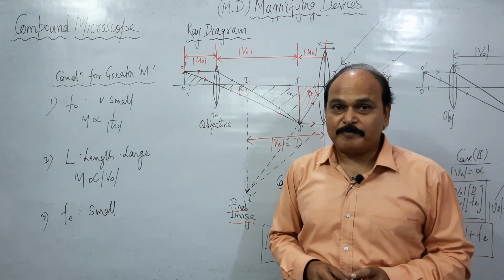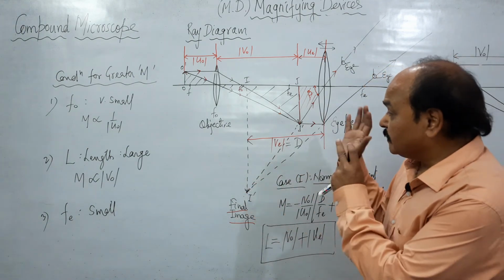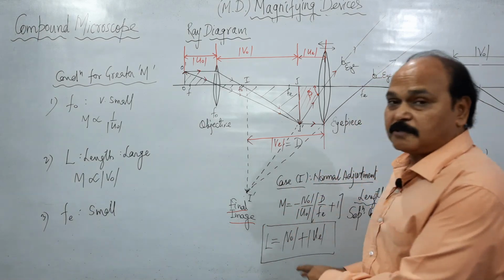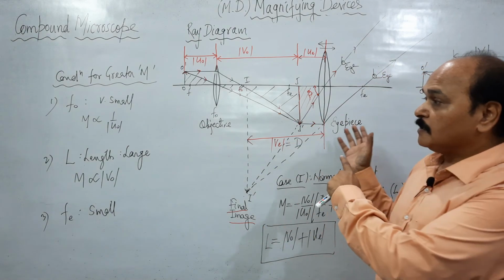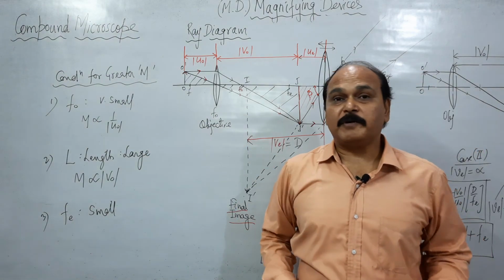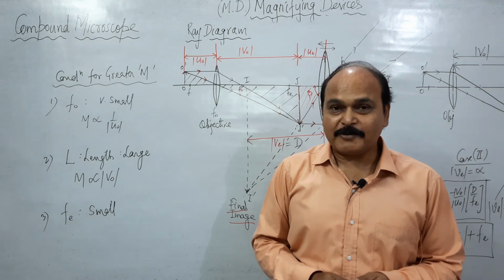So children, I hope you have understood all these very, very important concepts. Ray diagrams are very, very important. Both the ray diagrams are asked. You must know these expressions also. And if you know the working and length of the microscope, you can work out every numerical of compound microscope. So with this we come to the end of today's class.